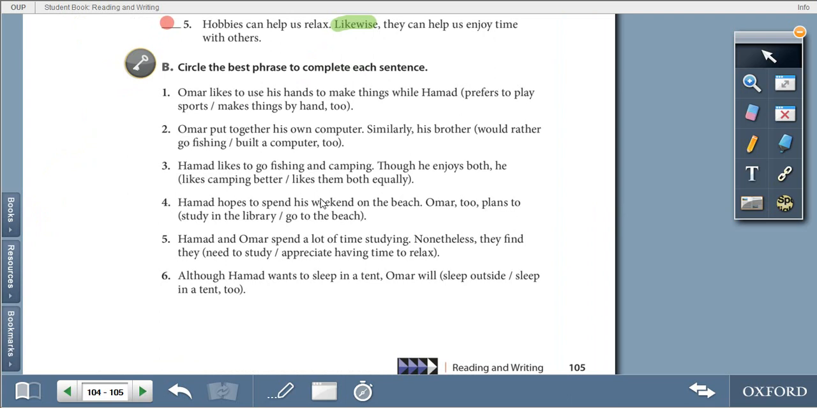Then circle the best phrase to complete each sentence. Umar likes to use his hands to make things, while Hamad, with a word like while, you have to decide whether it shows comparison or contrast. If it is contrast, you have two different ideas in the next clause. Umar put together his own computer; similarly. These are the adverbs. From these adverbs we can tell whether it is showing similarities or differences. So you have to choose, if it is showing similarity, a similar clause in the next part.